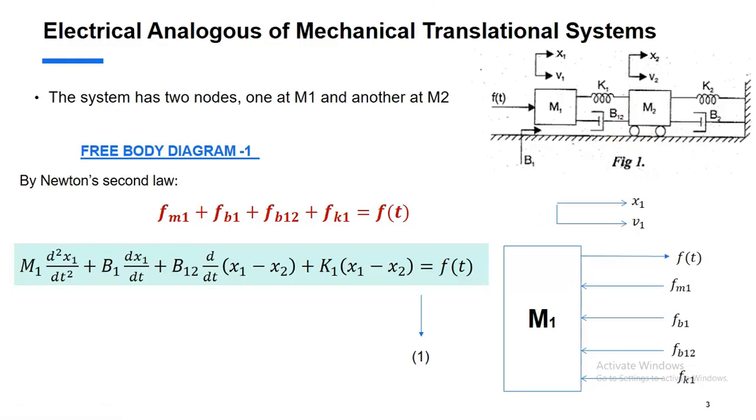If you see this particular system, we have two nodes, one at M1, another at M2. Therefore, we have to draw a free body diagram at M1 and free body diagram at M2. Let's see the free body diagram at M1. At M1 we have an applied force, so it is F of t. M1, B1, K1 and B12 will provide opposing forces which are represented here.